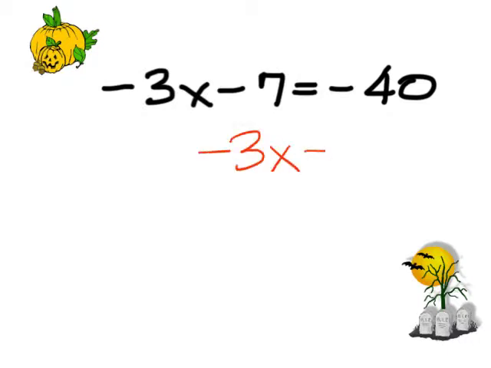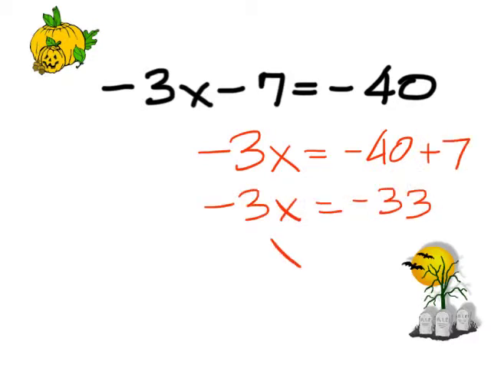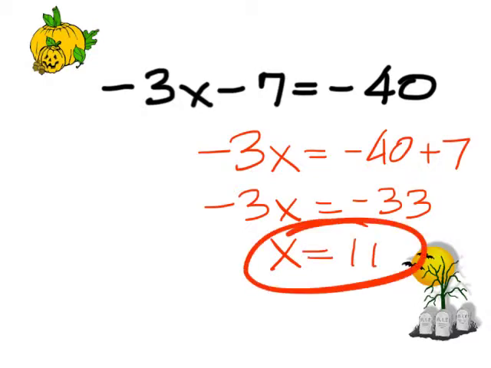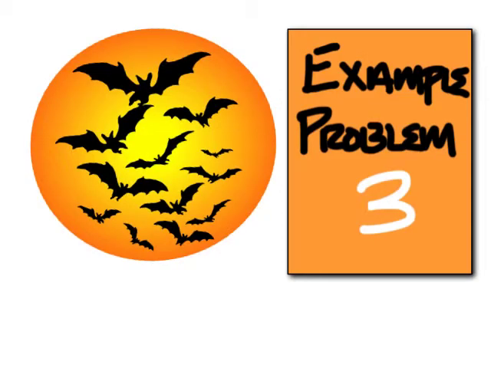For the bonus, it should be negative 3x equals negative 40 plus 7. That's going to be a negative 33, and you'll divide that by negative 3 to get 11.